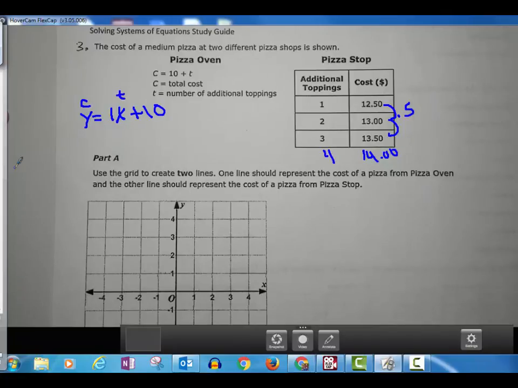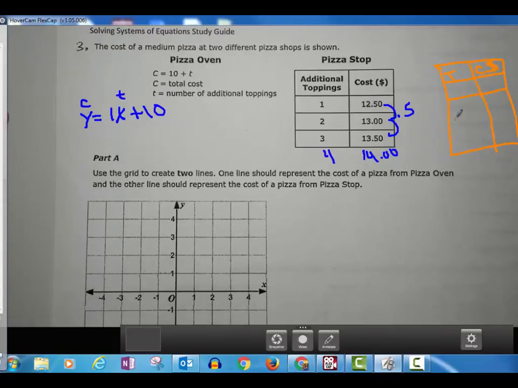There's your equation. So now I'm actually going to create my own table using this one. I'm going to use a different color just to be able to compare it. I'm going to create beside it my own table, and I'm going to keep it the same as theirs. So it's going to be the toppings, except I'm going to put T, and then I'm going to put C for money right there.